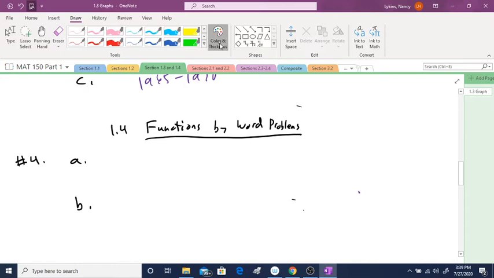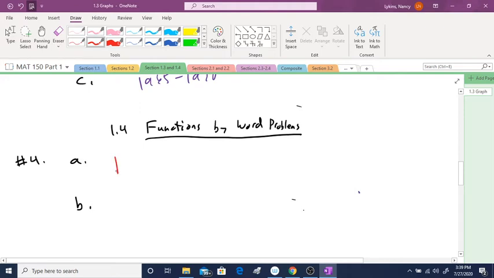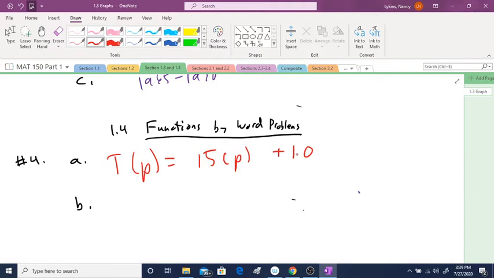Well, so time depends on pound. So how I would write this is, okay, time depends on pound. So T of P equals, okay, how many minutes per pound? It's 15. I'm going to put pound in parentheses. But remember, it also takes you 10 minutes to heat up the oven. So regardless of how much turkey you're cooking, it's always going to take you 10 minutes to start up.